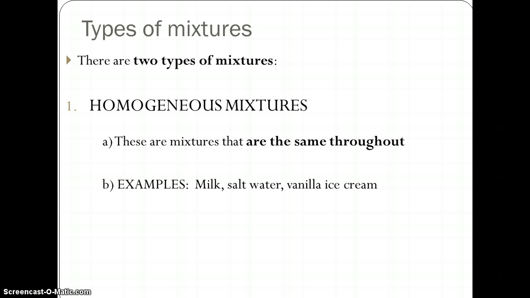And then something like vanilla ice cream. Vanilla ice cream doesn't have any pieces in it. It's the vanilla, it's the milk, it's the ice, it's the cream all mixed together, but you can't really tell the difference between those pieces.